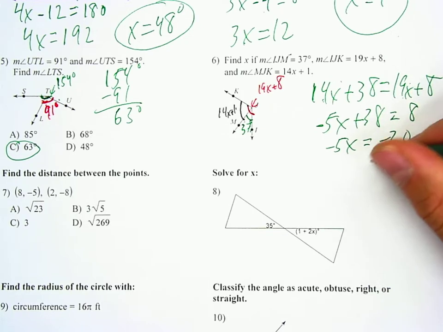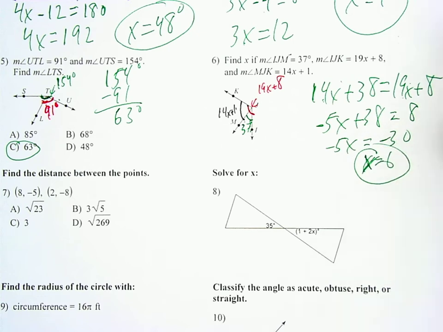So x here is 6. I did just ask for the value of x on this question, not the angle. So x equals 6 is fine in terms of the answer. It might be worthwhile to put the 6 back in and check your work.